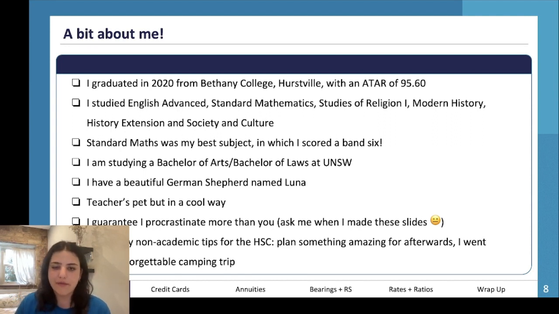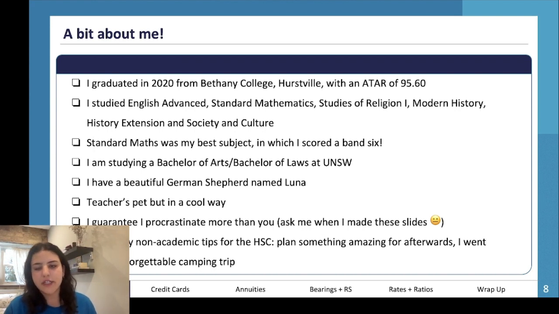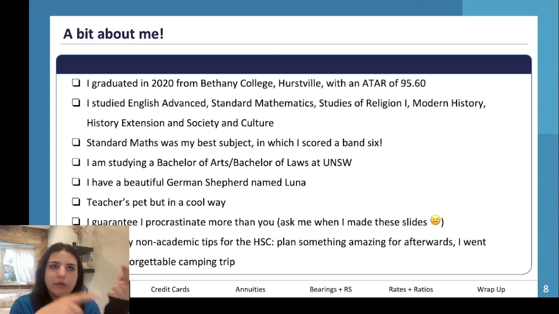In Year 12, my final 10 units were English Advanced, Standard Mathematics, Studies of Religion 1, Modern History, History Extension, and Society and Culture. I also did Ancient History in Year 11, and I did Extension English until June of Year 12, and I picked up History Extension in Year 12 because it's only a Year 12 subject. So I floated around between 12, briefly 13, then back down to 11, and then down to 10 units. So I took my HSC exams with 10 units.